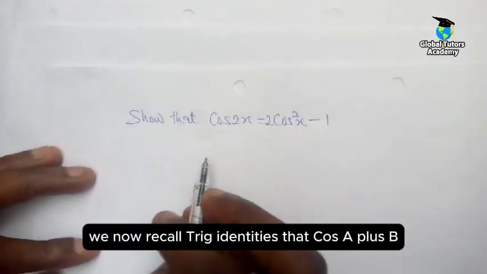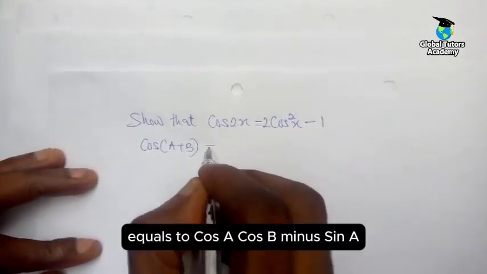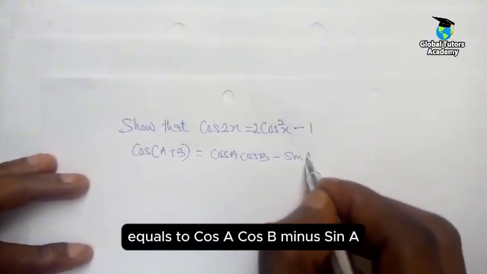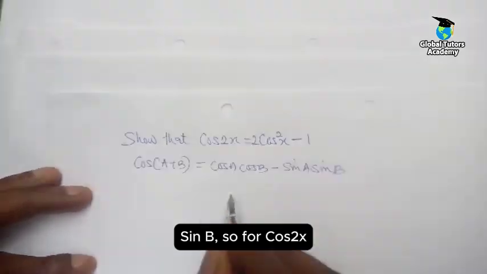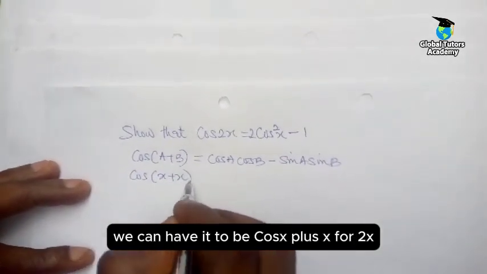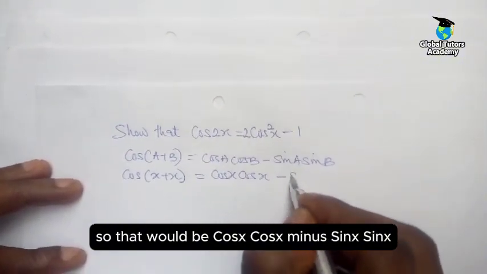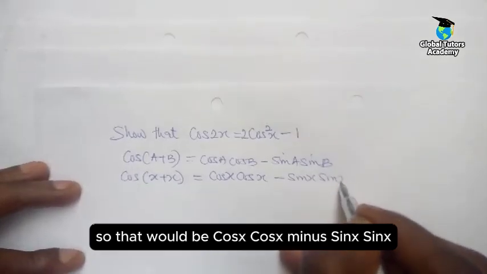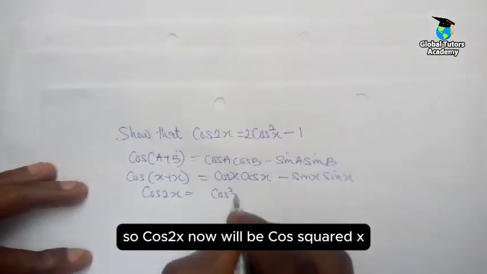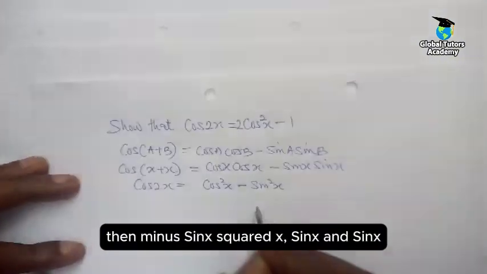So here we now recall trig identities, that cos(a + b) equals cos a cos b minus sin a sin b. So for cos 2x now, we can write it as cos(x + x) for 2x. So that would be cos x cos x minus sin x sin x. So cos 2x now will be cos squared x, that is cos x times cos x, then minus sin squared x, sin x times sin x.